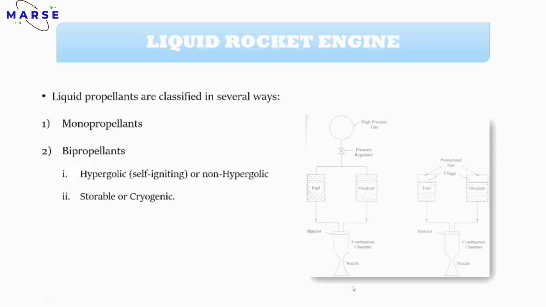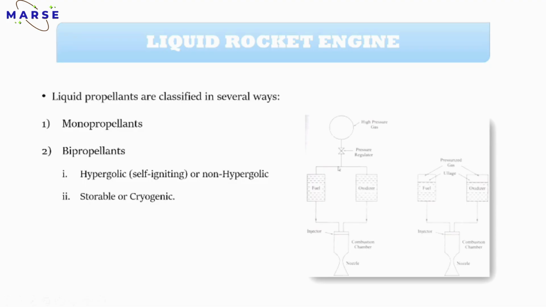Now we will see there are two types of liquid propellant. First one is monopropellant and the second one is bipropellant. Bipropellant is further classified into hypergolic or non-hypergolic, and also storable or cryogenic. This diagram we have already discussed in the first module, but we will divide this part. As we saw in the video, there are two tanks present, the first for the fuel and the second for the oxidizer, and all the connections are present.